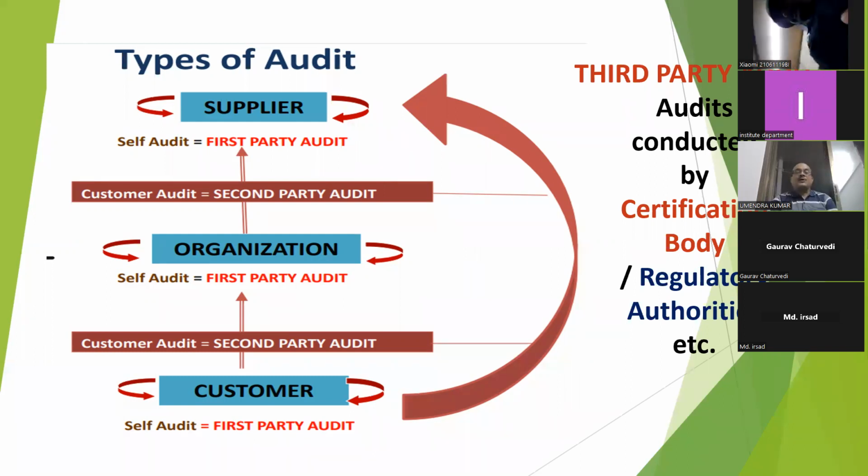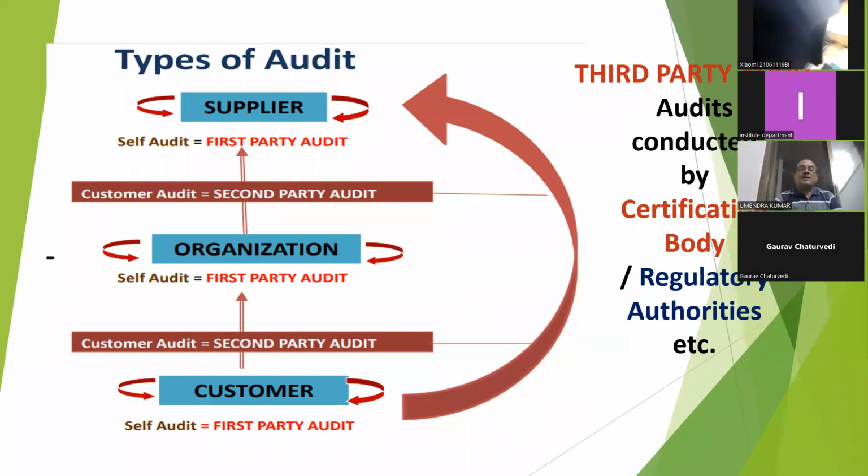And then second party audit is when we are doing the audit of our supplier. When the customer does the audit of our organization, that is called second party. And when we go to do the audit of our supplier, it is called second party audit. Clear?